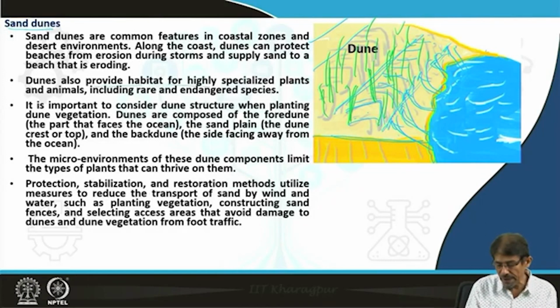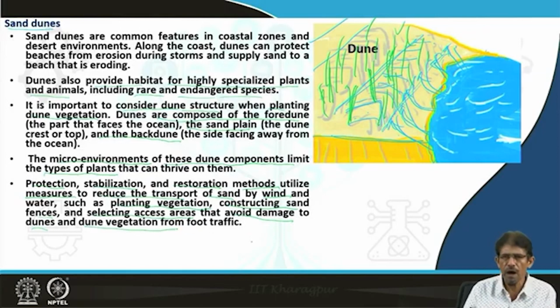Dunes also provide habitats for highly specialized plants and animals, including rare and endangered species, and it is important to consider dune structures when planting dune vegetation. Dunes are composed of the foredunes, the part that faces the ocean, the sand plain, and the back dunes. The microenvironment of these dune components limits the type of plants that can grow properly. Protection, stabilization and restoration methods use measures to reduce the transport of sand, such as planting vegetation, constructing sand fences and selecting access areas that avoid damage to dunes and dune vegetation from foot traffic of people.